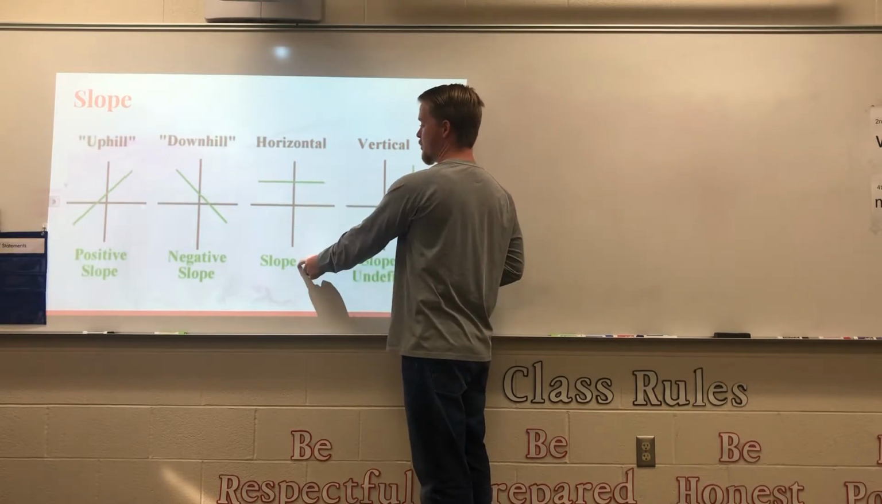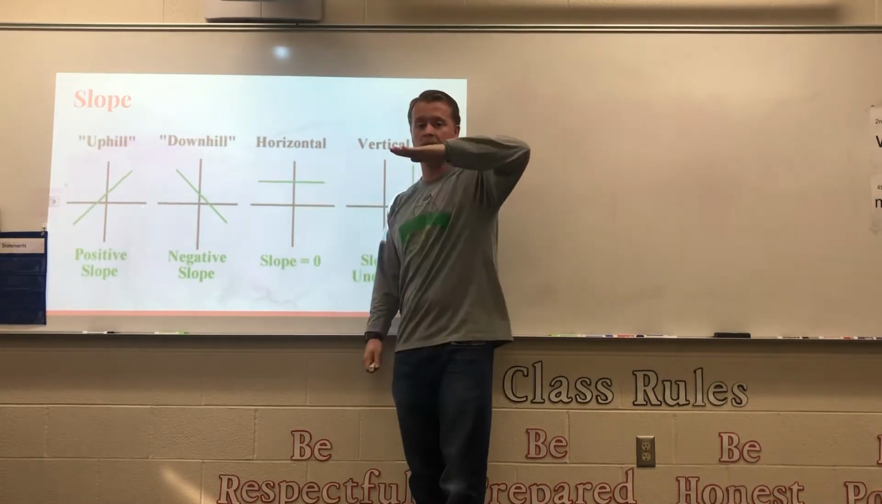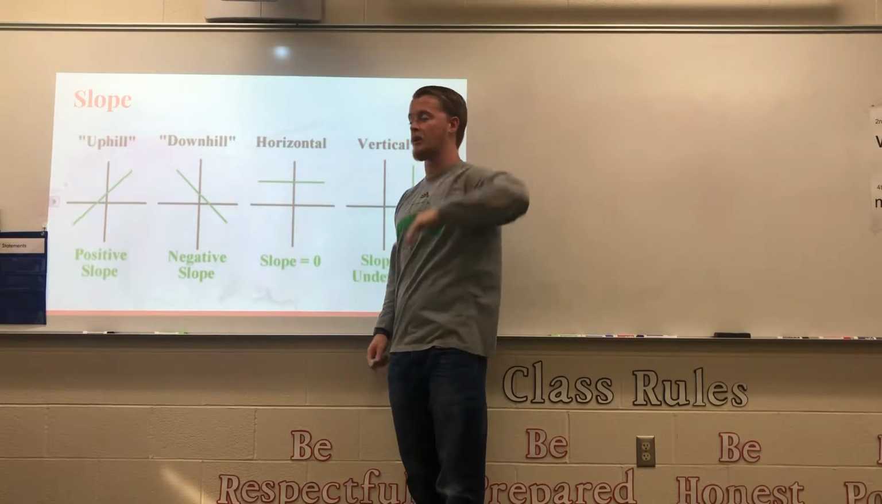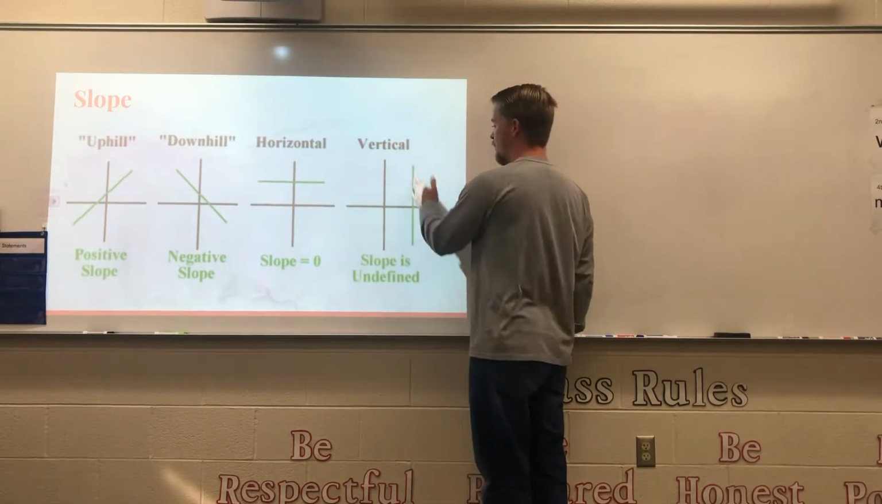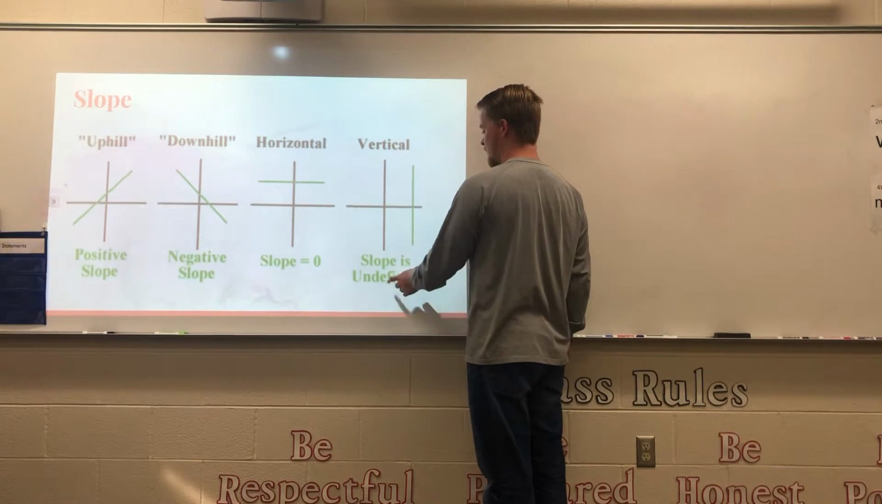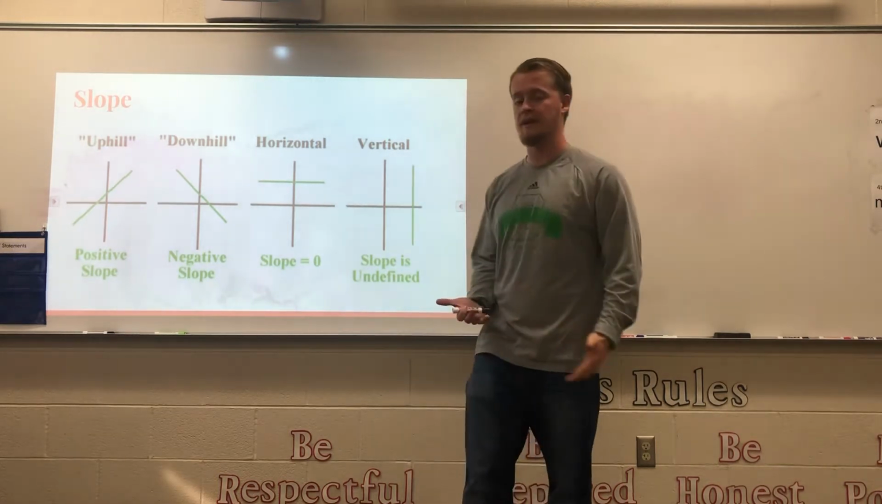Horizontal, you have a slope of 0. So anytime you have a line like this, you have a slope of 0. And then lastly, you have a vertical line. If you have a vertical line going straight up and down, the slope is undefined. You cannot define that slope.